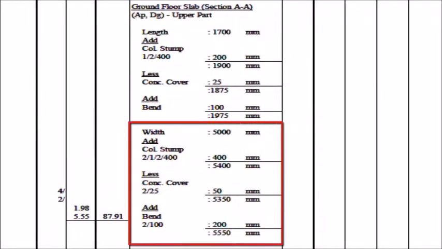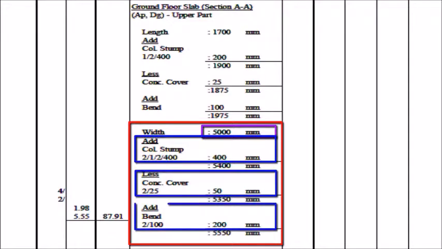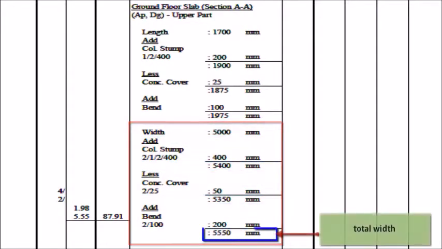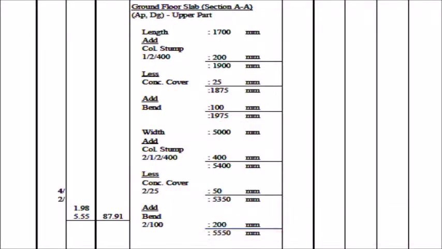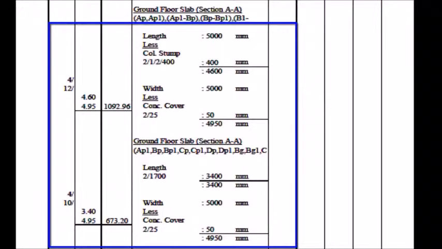Look back to the quantity measurement. The calculation will be like this. We put in the width of 5,000 mm, and less 2 multiplied with half of a column stump. Then, less 2 concrete covers. After that, add 2 bends. After that we will eventually get the total width. Next, it is the same for the following calculations of steel fabric reinforcement, but the size of it depends on the drawing plan.